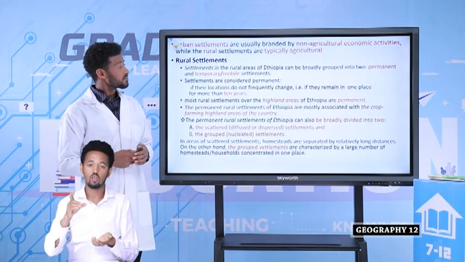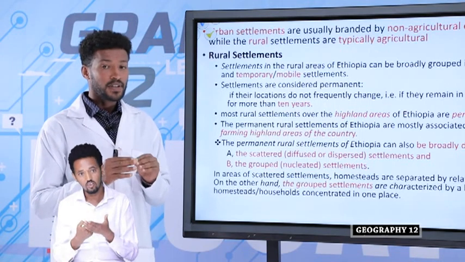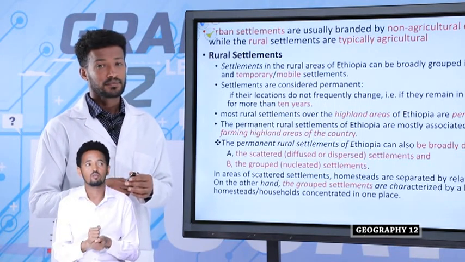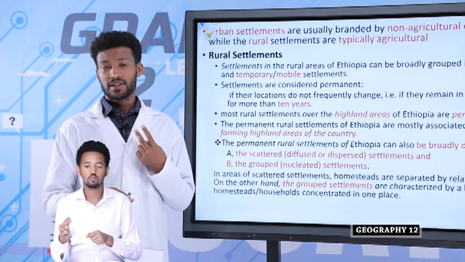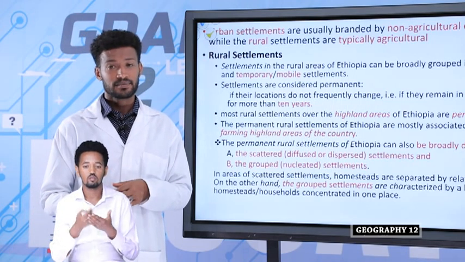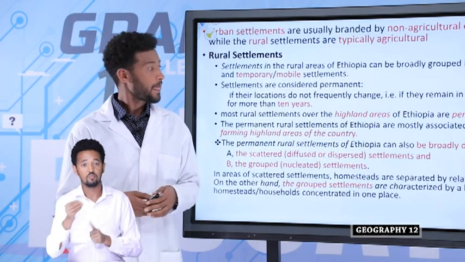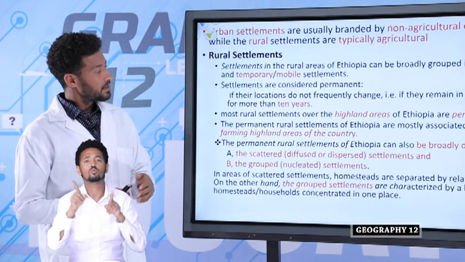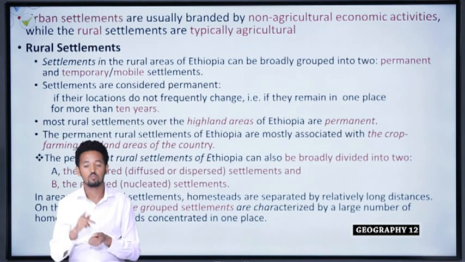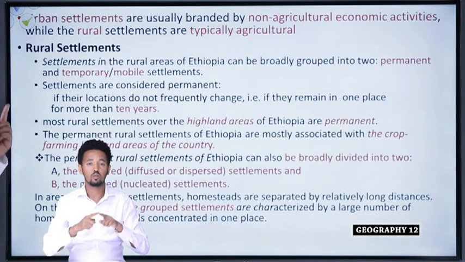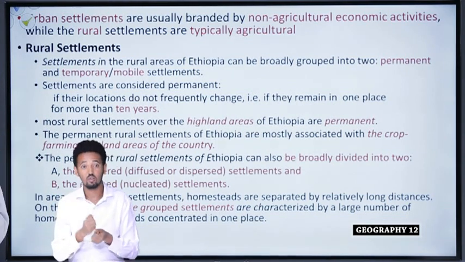Rural settlements in Ethiopia can be broadly categorized into different parts again. From this, permanent and temporary or mobile settlements are the two types of rural settlements. What makes them different? For example, we say a rural settlement is permanent when the people stay at a given place for at least 10 years and above.